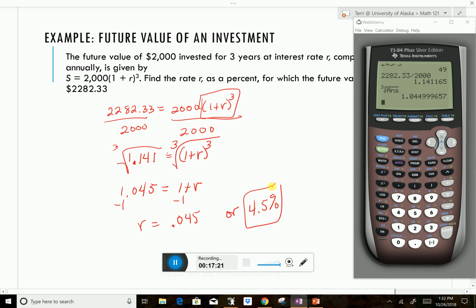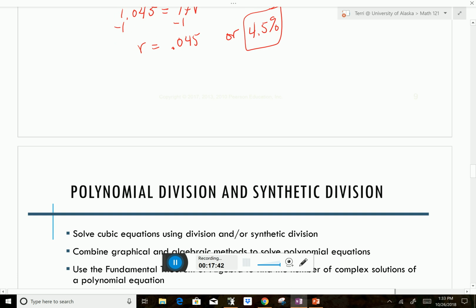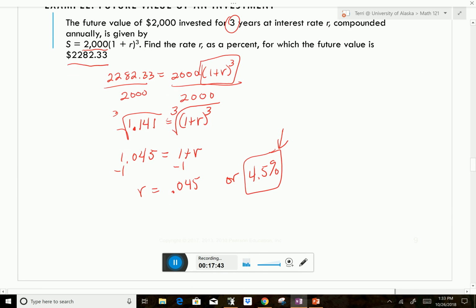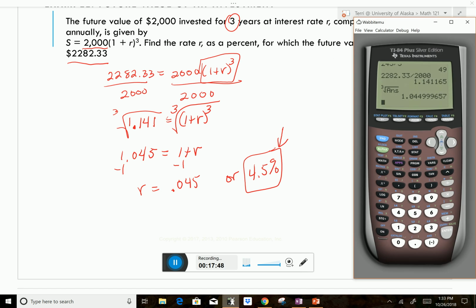So the rate, if the future value is $2,282.33 and the amount invested was $2,000, the rate was 4.5%. And it was invested for 3 years. Got to remember that too. Okay. And I just want to also point out, you can always graph these and find them out too. So you can always check your answers.